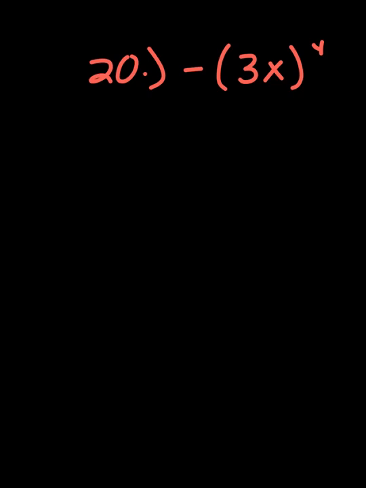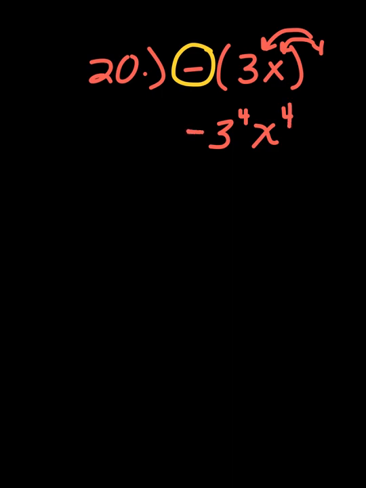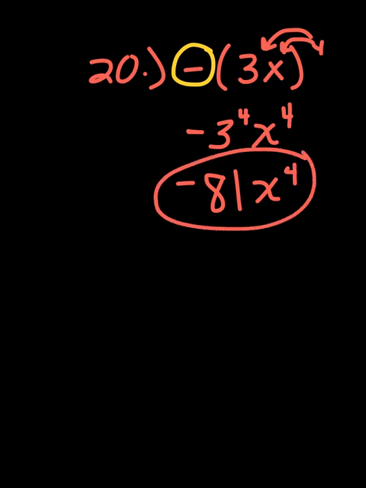Number 20 is looking for you to understand the difference of when the negative is outside the parentheses versus inside the parentheses. So essentially, this negative in front means do all the work out and then make your final answer negative. So I'm going to give the power of 4 into 3 to the 4th, x to the 4th, with a negative still out in front. And as we saw in the last one, 3 to the 4th is 81, and the whole thing is negative because of the negative that was outside the parentheses. So that's my final answer.